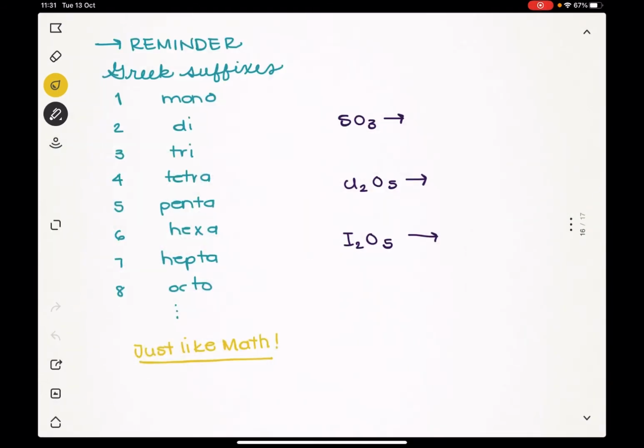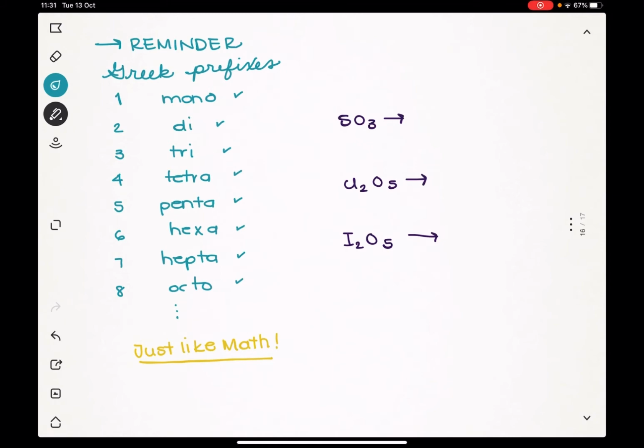Before we move on, let's remind ourselves of the Greek, not suffixes, but prefixes, because they come before. So the prefixes that we're going to use for this one: mono is 1, 2 is di, 3 is tri, 4 is tetra, 5 is penta, 6 is hexa, 7 is hepta, 8 is octo. Just like in math, just like we name geometric figures, is how we're using the prefixes in this case. So let's give the name to some of these compounds.